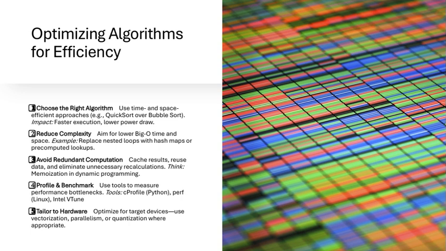Think of memoization in dynamic programming. It's a powerful technique to save time. Fourth, profiling and benchmarking are essential. Use tools like cProfile in Python, perf on Linux, or Intel VTune to identify performance bottlenecks.